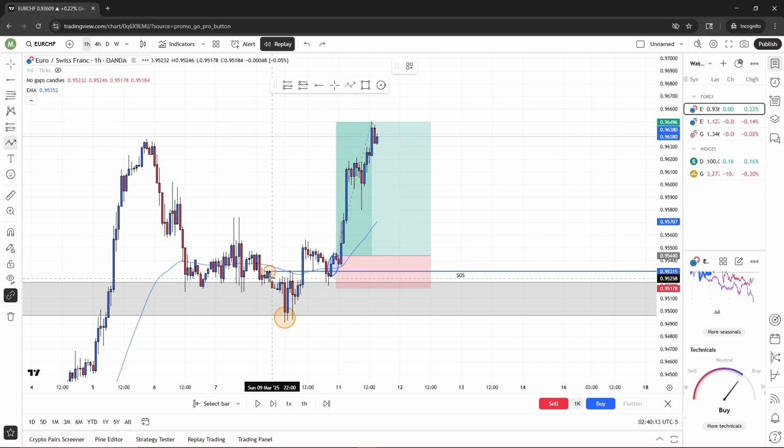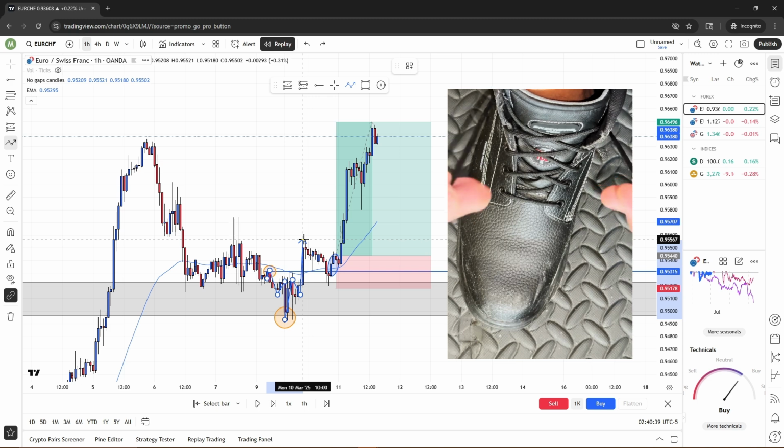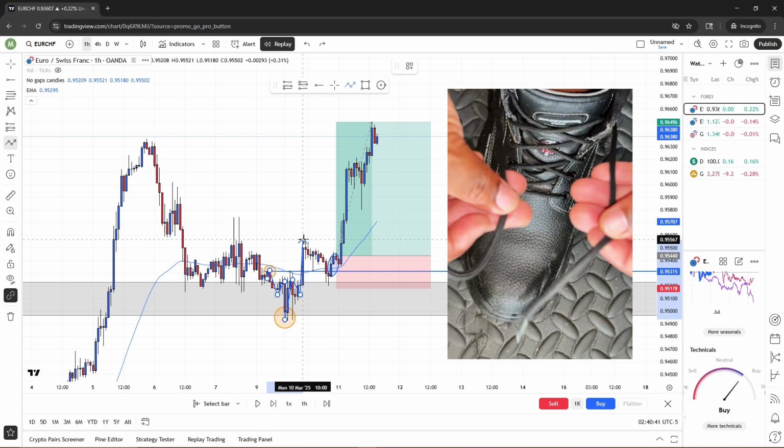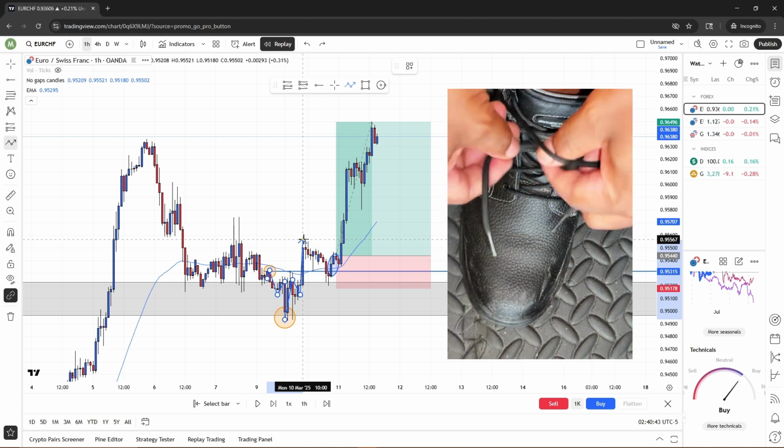Again, one more time. This was resistance, right? It's making lower lows, lower highs. But right here, it broke this resistance, right? This was the structure point. It broke that structure point and it's starting to shift. It's just taking the left and right string of your tennis shoe or whatever, any kind of shoe, and just crossing them.